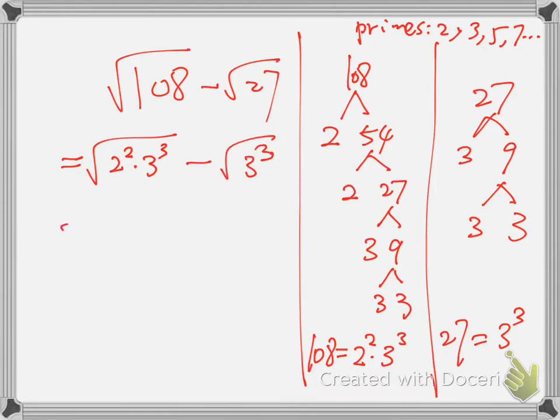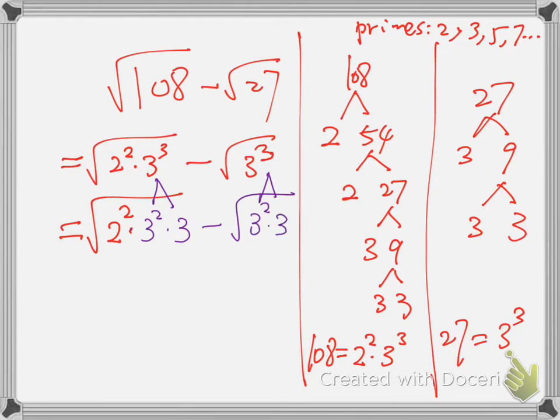So now we are looking for squares in this prime factorization, because square root and square cancel each other, right? So now I'm going to rewrite it. I will write down some squares. So 2 squared is a square, and then I will split this 3 cubed into 3 squared and a 3. I do the same thing here: this 3 cubed, I write down 3 squared and a 3.